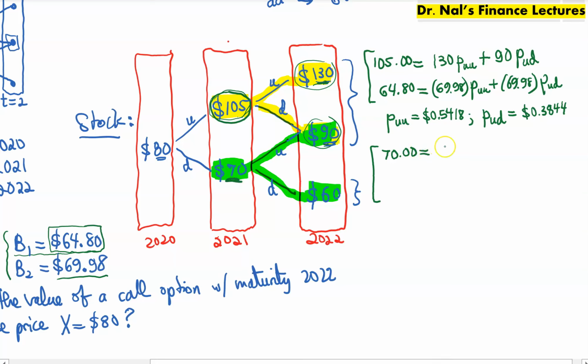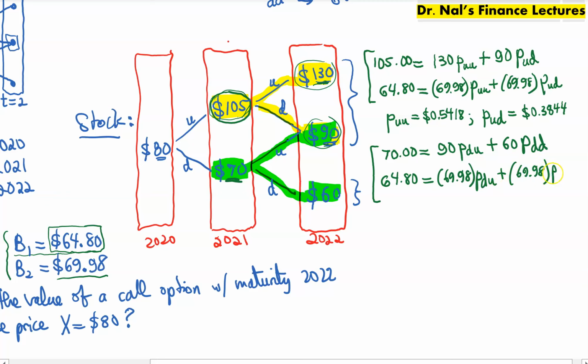And in the future, it is equivalent to 90 state UD contingent claims, or DU, doesn't matter. DU and UD are the same. I'll just write DU so that there's no confusion, because the numbers will come out differently. Plus 60 PDD. And the bond, which will be valued at 64.80 in the previous period, will still be worth the same amount. So 69.98 PDU plus again 69.98 PDD.